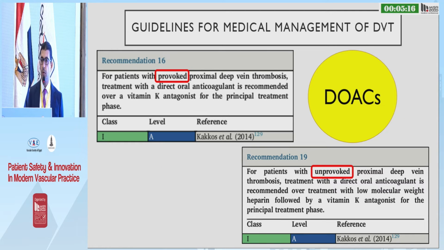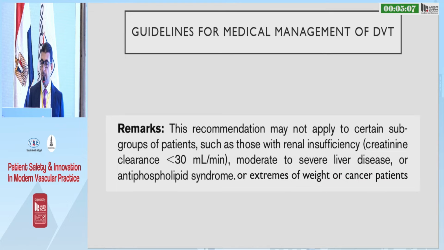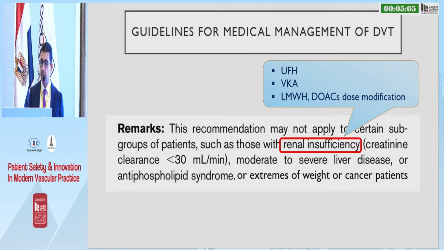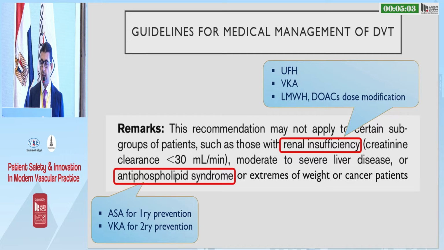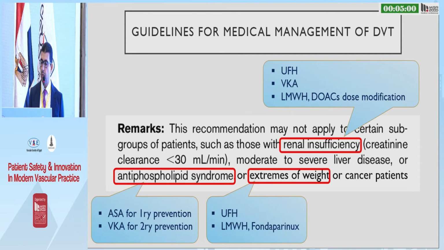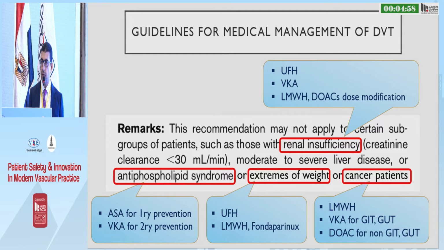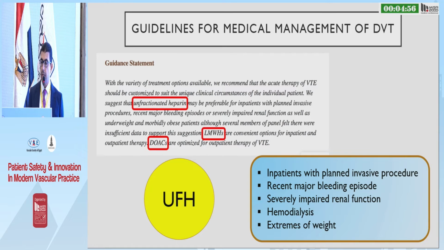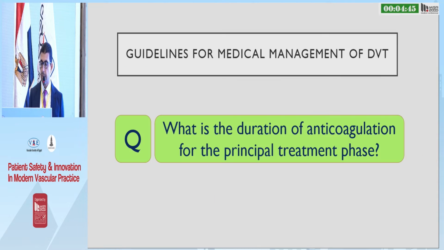DOACs are indicated for both provoked and unprovoked patients, and are recommended over vitamin K antagonists and low molecular weight heparin. But this recommendation may not apply for certain subgroups, including renal insufficiency, antiphospholipid syndrome, extremes of weight, and cancer patients, for which other products are used. Is there a role for unfractionated heparin? Yes, in patients with planned invasive procedures, recent major bleeding episodes, severely impaired renal function, hemodialysis, and extremes of weight.